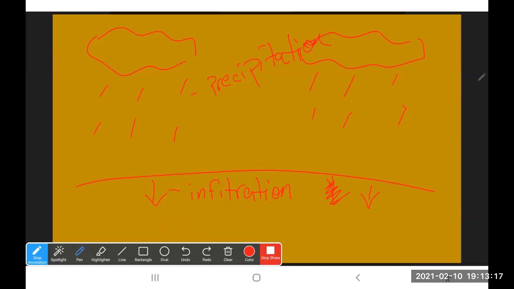All right, water moving down through the soil. Now, why is water moving down through the soil? Because gravity is pulling it down. Now the ability of water to move down through soil is called permeability.